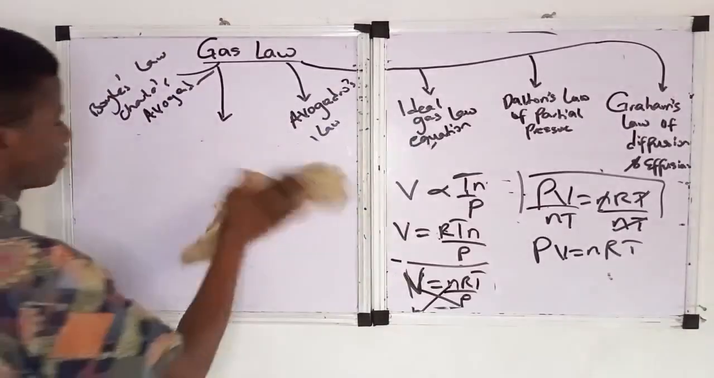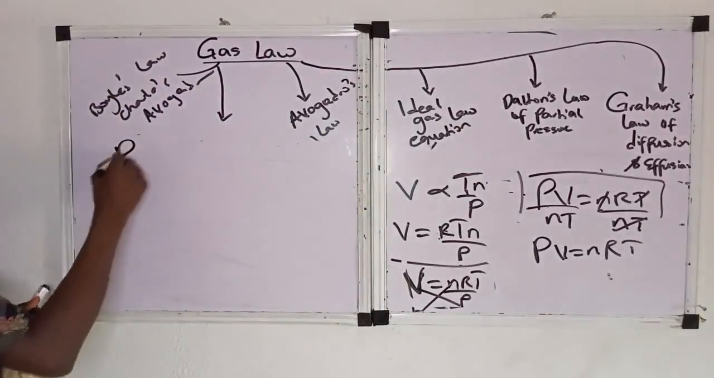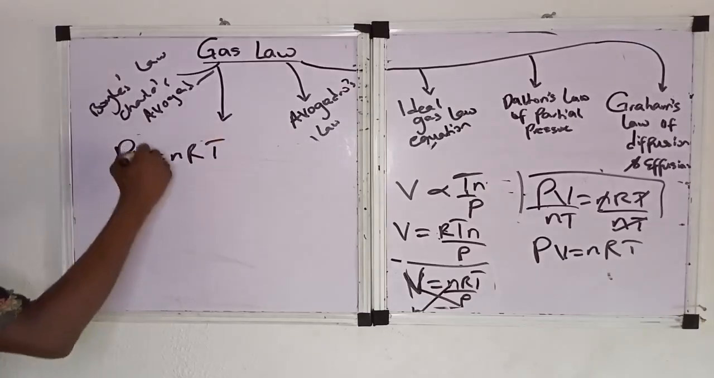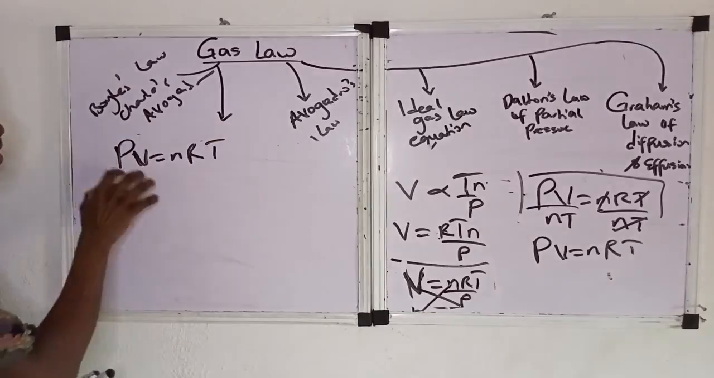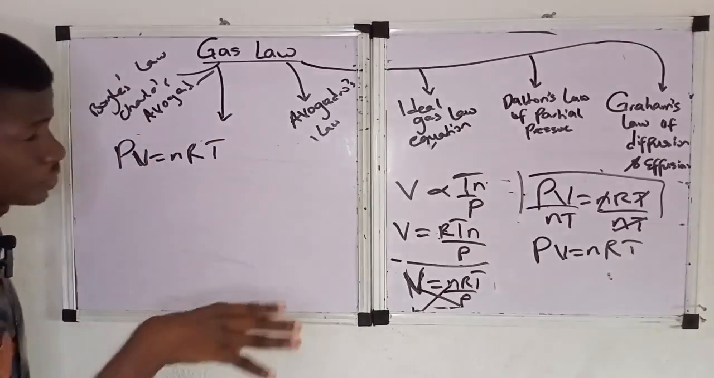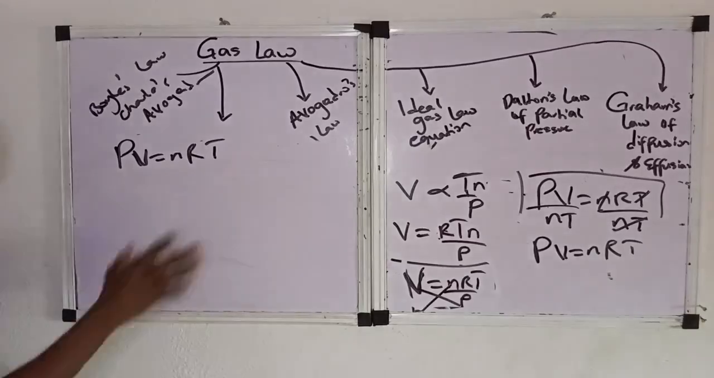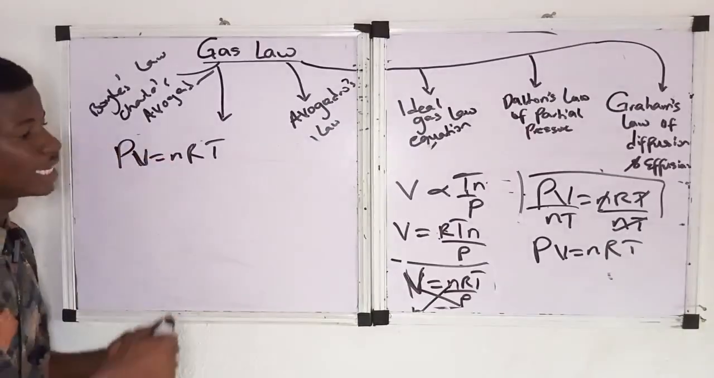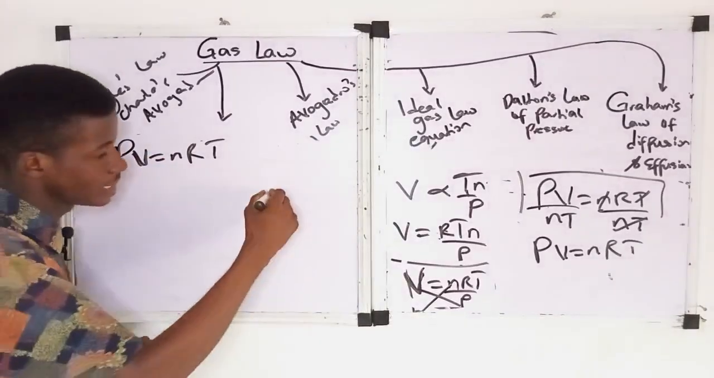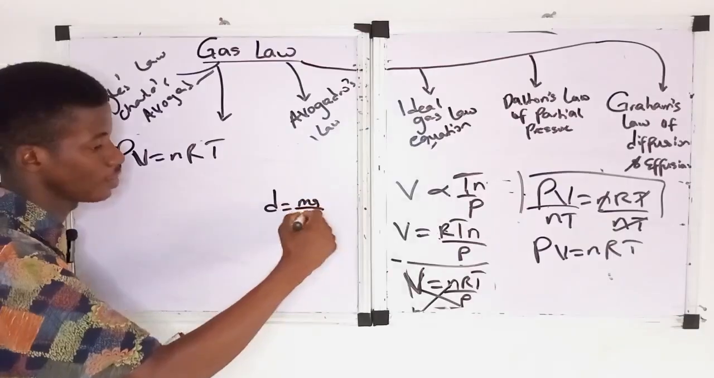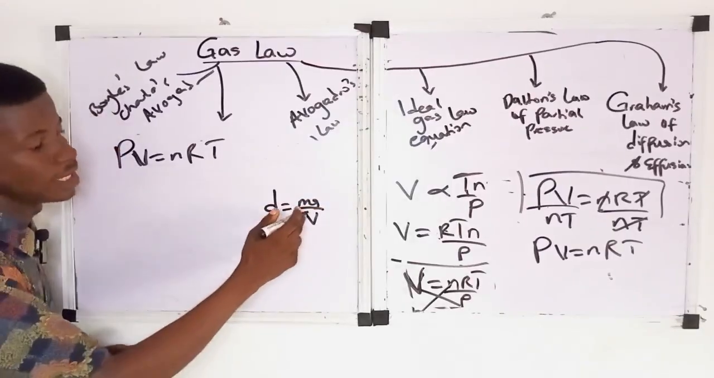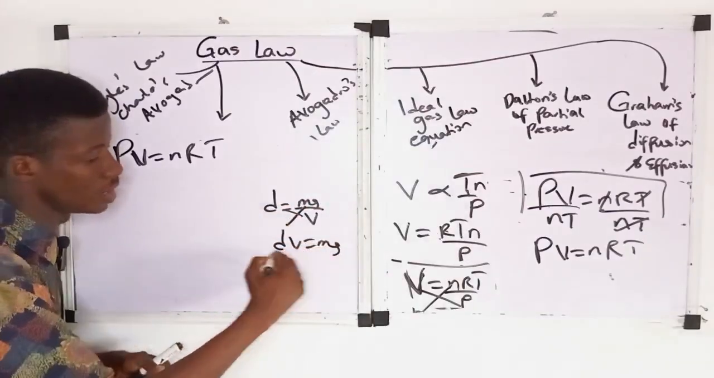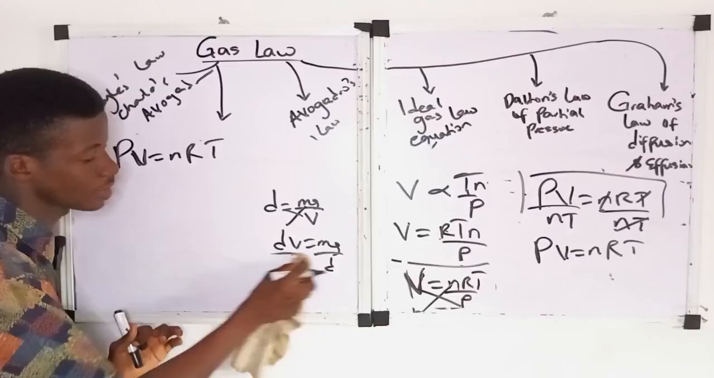Now we know that the ideal gas law is PV equals nRT, right? Now we want to relate this to gas density. How are we going to relate this with the density? Normally, according to physics, the density of a substance equals the mass of that substance over the volume, right? Now if we make the volume stand alone, V equals mass divided by density.